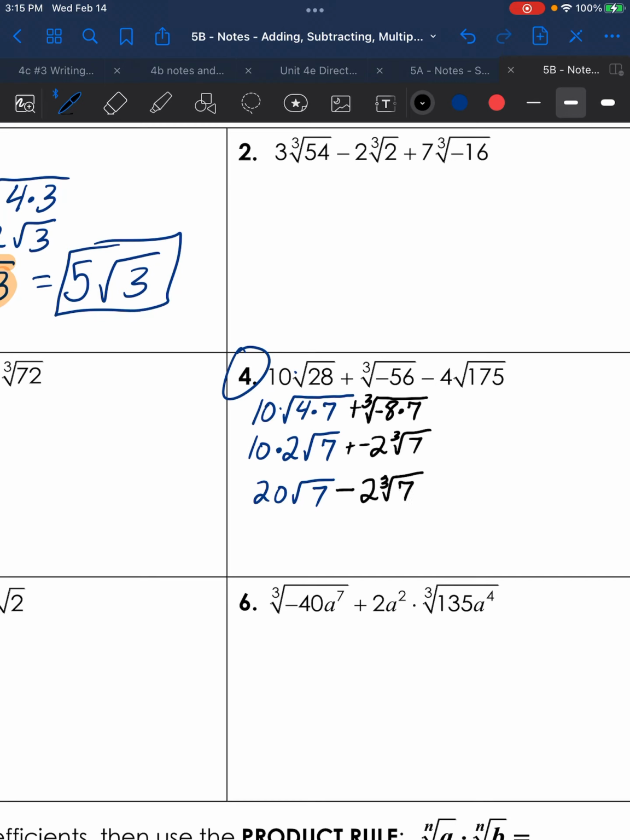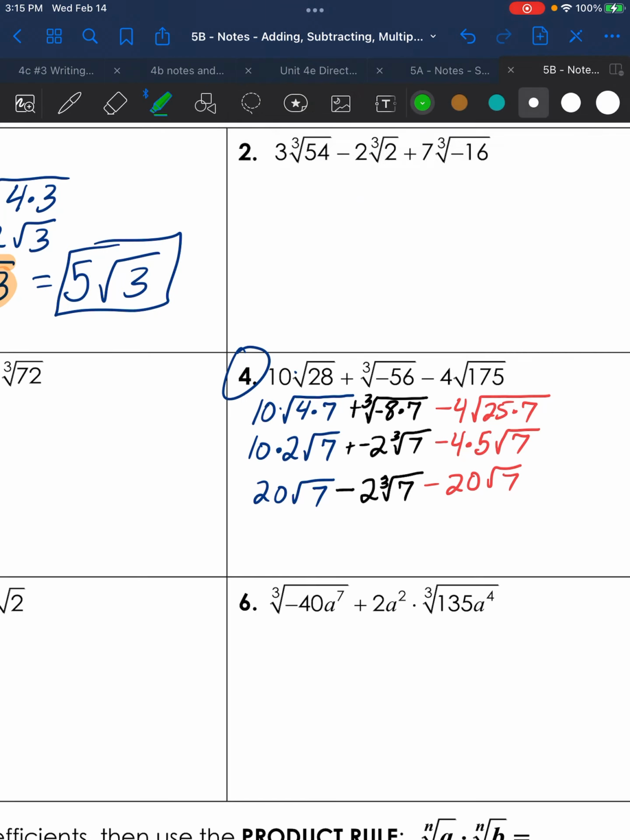So now we have those two. And our last term, 175. The biggest perfect square that can divide out of that is 25 and 7. Negative 4 times the square root of 25, which is 5, square root of 7. And then negative 4 times 5 is negative 20 square root of 7. All right, now let's look to see if we have any like terms.